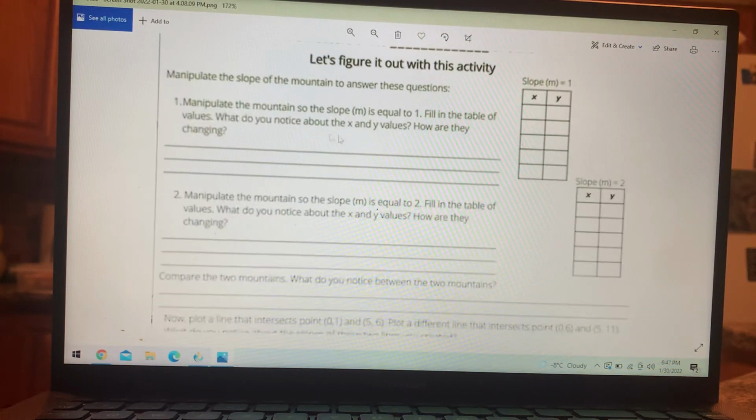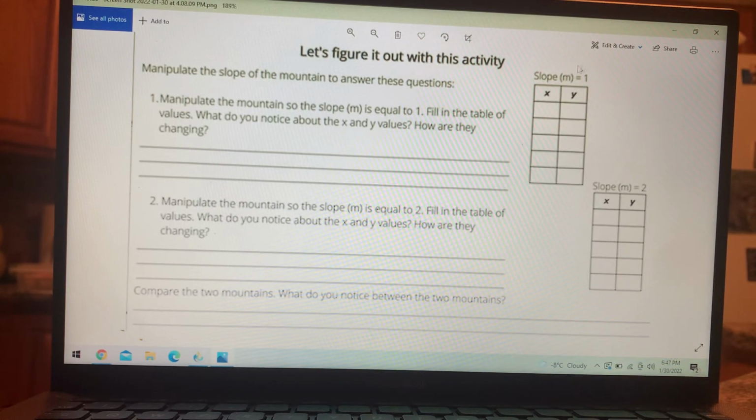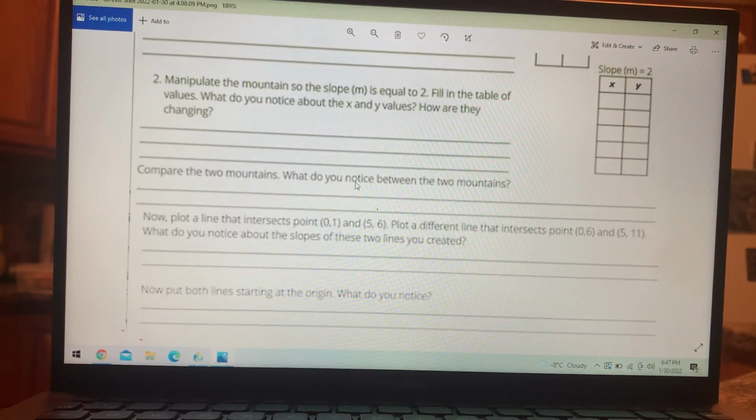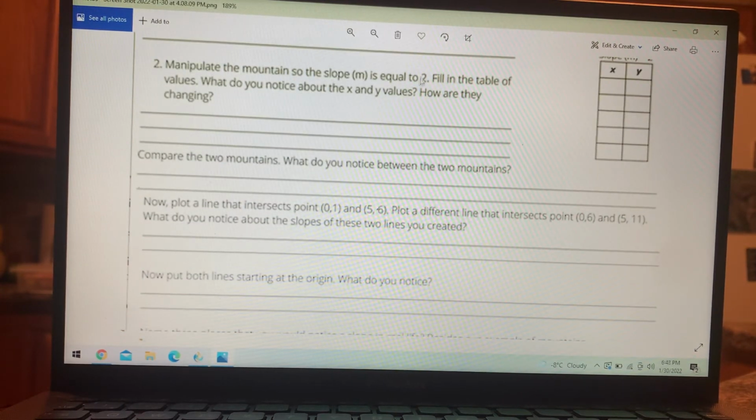Okay, and then once they figured out how to do the table of values and they figured out how to put the slope in the right position, they would answer the question, how are they changing? So how are the x and y values increasing, decreasing? So they would notice that they all increase by a value of 1. Okay, they would do the same thing for question number 2, but then the slope is equal to 2.